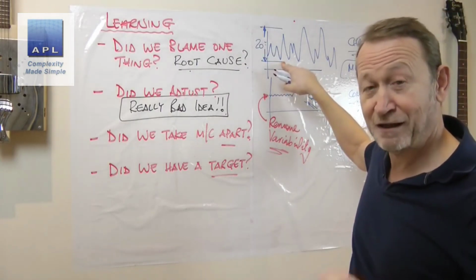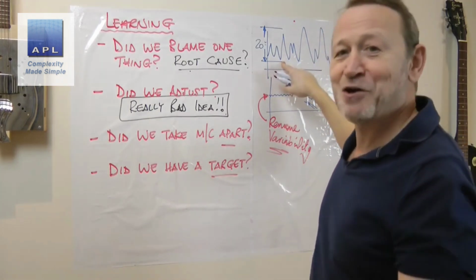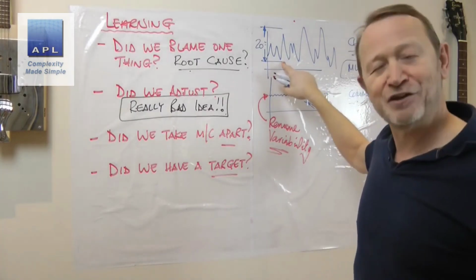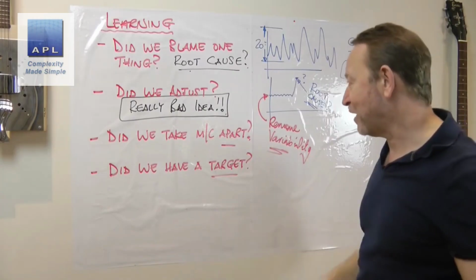How long do you think it would take you to hit a target here? It would take you forever. By the way, if that's what you're trying to do currently in the plant, you're trying to hit targets when you haven't got control, is it taking you forever by any chance? Because it probably is. Yeah, so did we have a target? No.